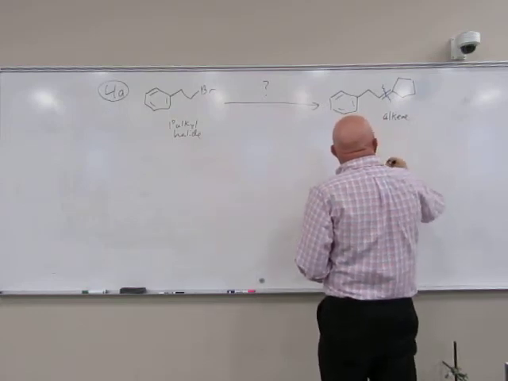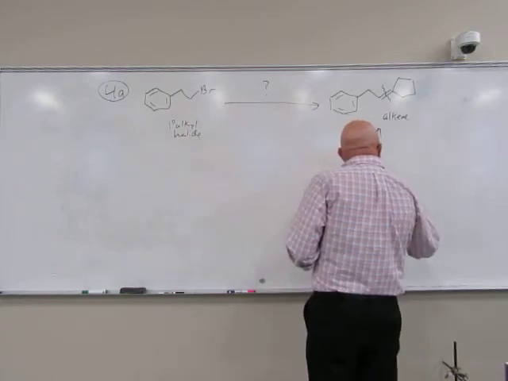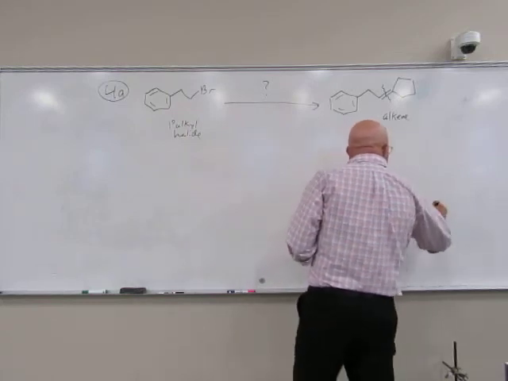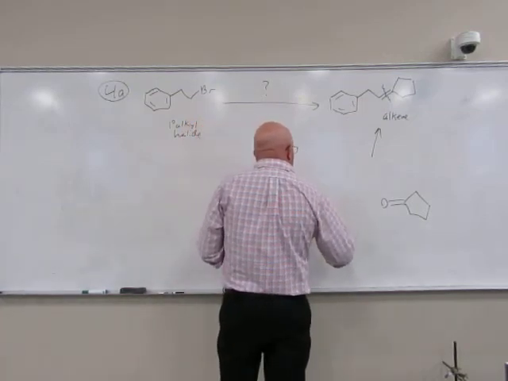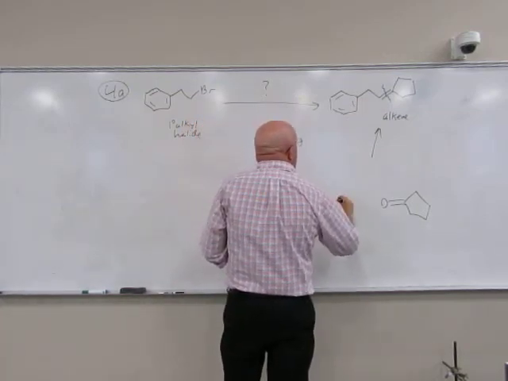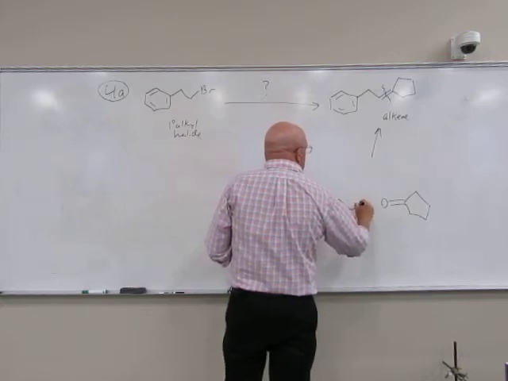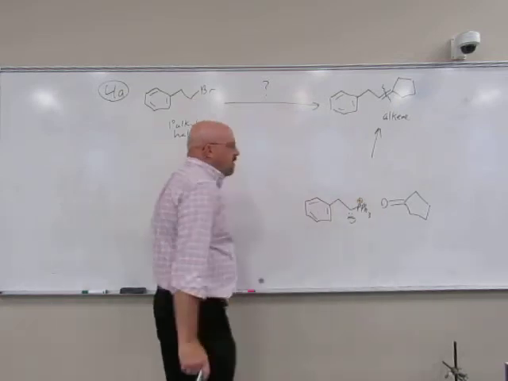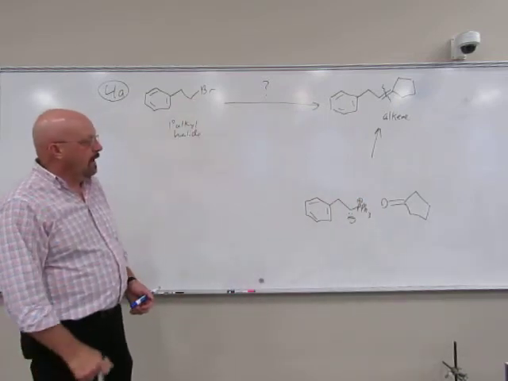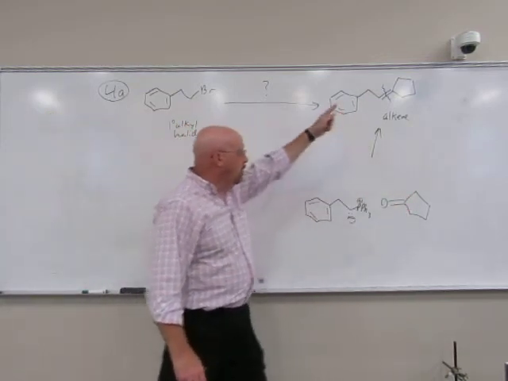So let's just go backwards here. Let's make this side the carbonyl, and we're going to make this side the ylide. For the ylide, we just put a triphenylphosphonium group on there, negative charge. There's the ylide. So that ylide and that ketone will give that product.